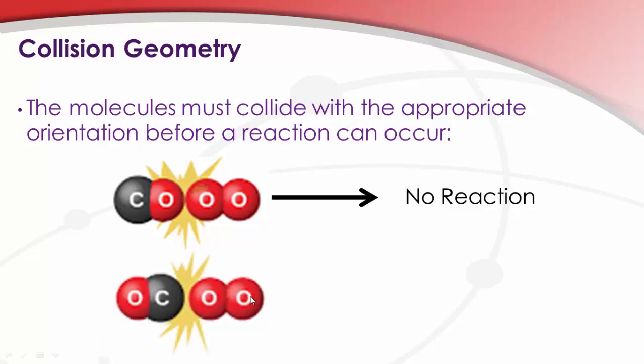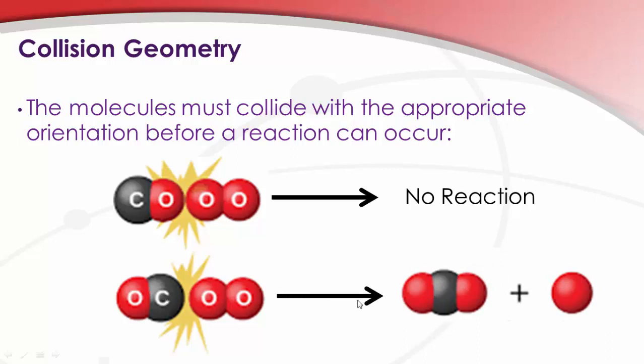In contrast, if the oxygen comes in contact with the carbon side of the carbon monoxide molecule, well, then we have a situation where we can generate our transition state, we can have a reaction, and carbon dioxide can be generated. So another thing to keep in mind is that collision geometry is a consideration regardless of the temperature of the sample.